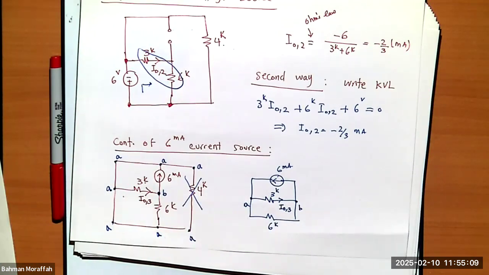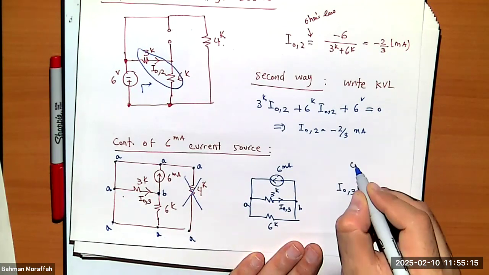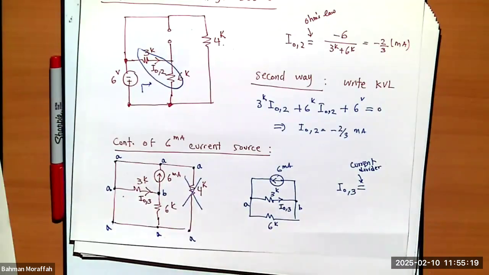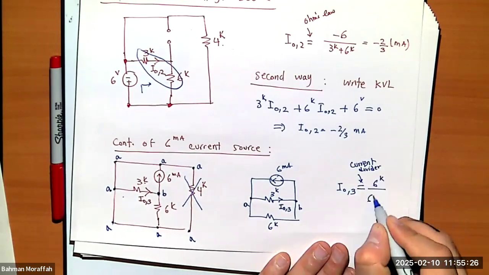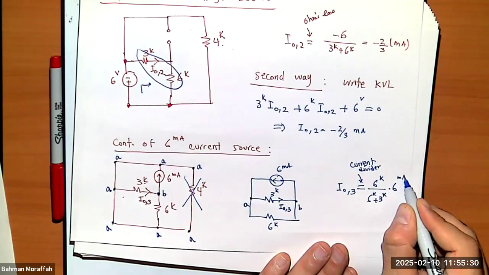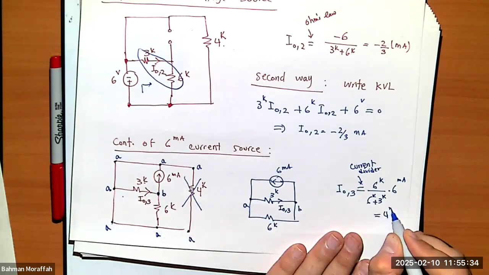What is the circuit? What's the current divider? So what is I naught 3? The value of the current is proportional to the value of the other resistance. So it's 6K divided by 6K plus 3K times 6 milliamps, which is 4 milliamps.